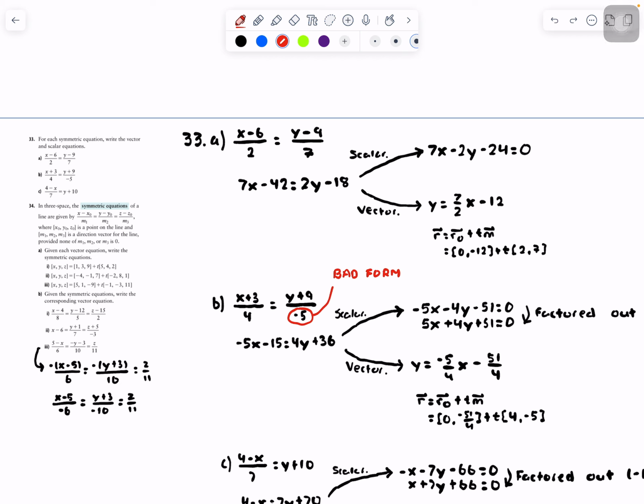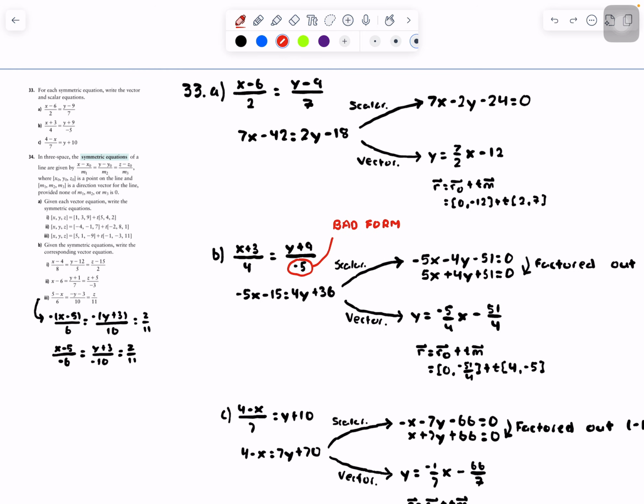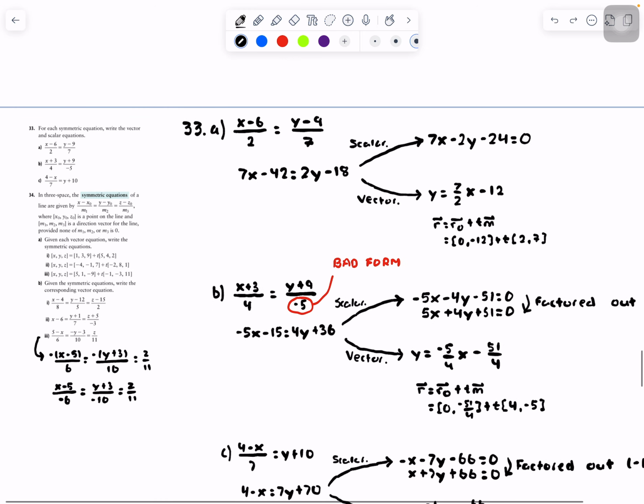Question 33 asks us, for each symmetric equation, write the vector and scalar equations. I did all these in the same kind of format. First, I wrote down the problem: x minus 6 over 2 equals y minus 9 over 7. The symmetric equation, remember, comes from isolating the parameter t, so both these sides are equal to t.